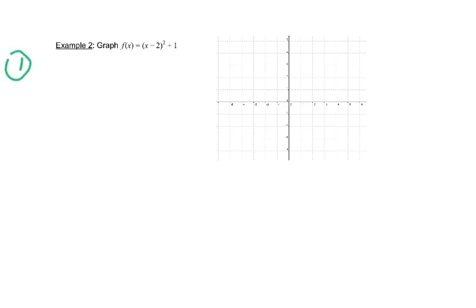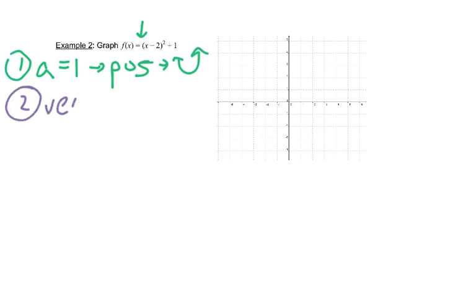So again, we'll start with looking at A. And A is this number that's in front of the parentheses. So here A is equal to 1. And that's positive, which tells us our graph is going to open up. So the next thing we'll do is look at our vertex. This again is in standard form, so we can just read our vertex straight off of there. The inside one again is backwards. It's not a -2, it's a positive 2, 1. So we can graph that over 2, up 1. So there's our vertex, and we know it's going to go up from there.